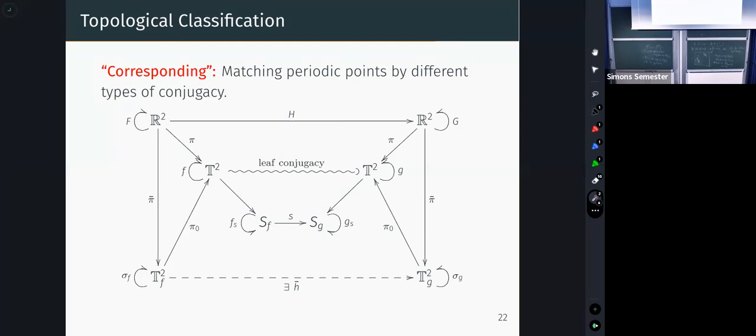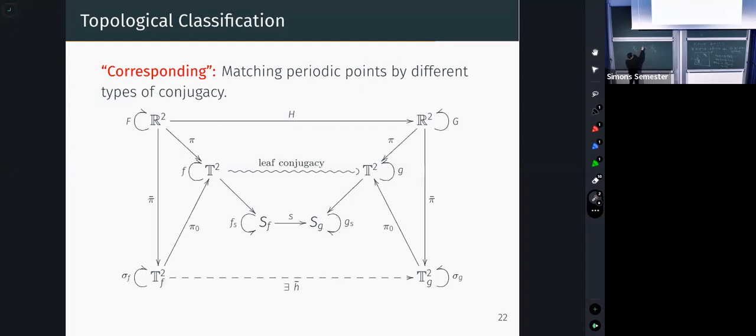So for this one, we can construct two different things. First, we can construct some leaf conjugacy about stable foliations. What does that mean? It means we can have a conjugacy, but it is on T2 modulo F^s_F, to T2 modulo F^s_G.